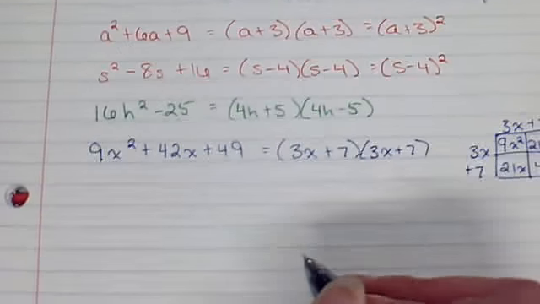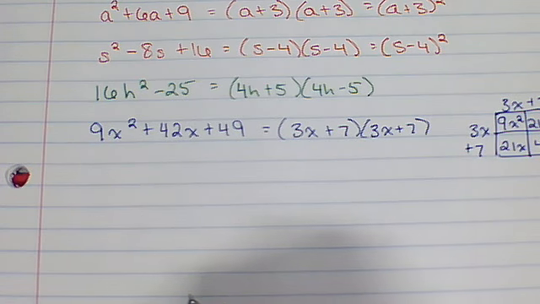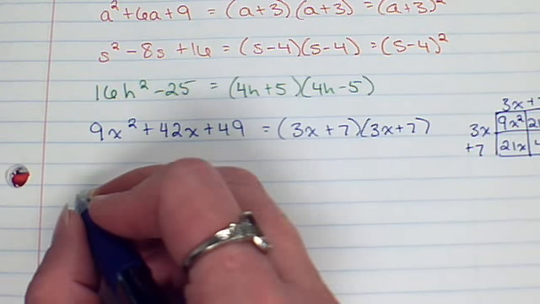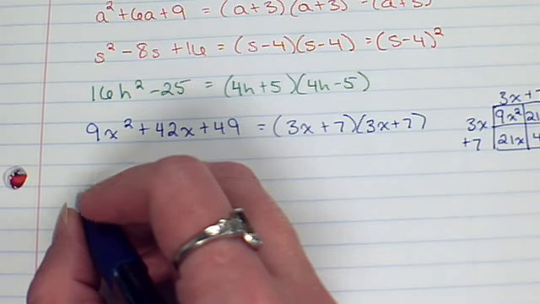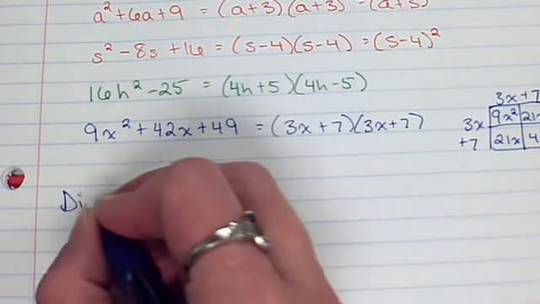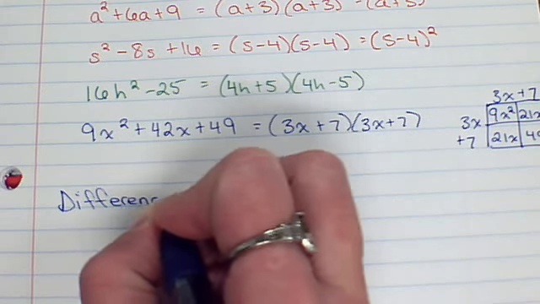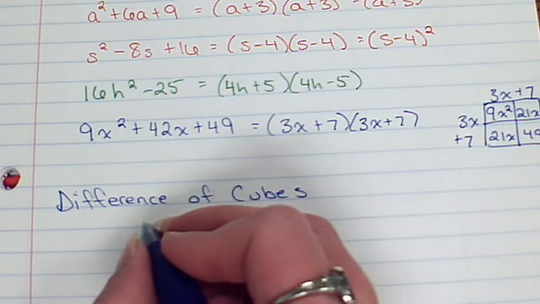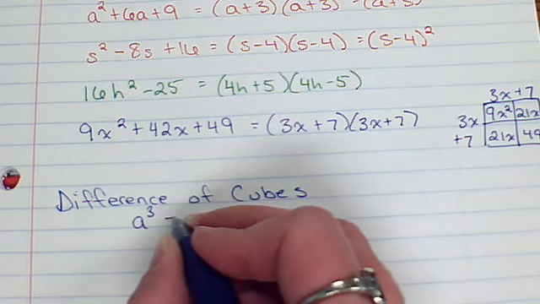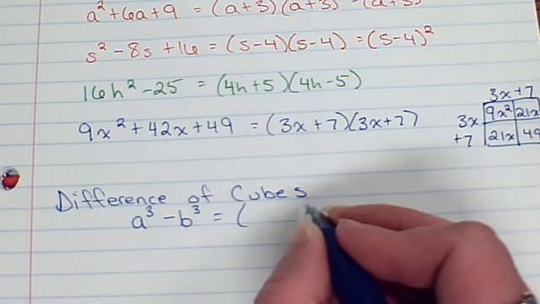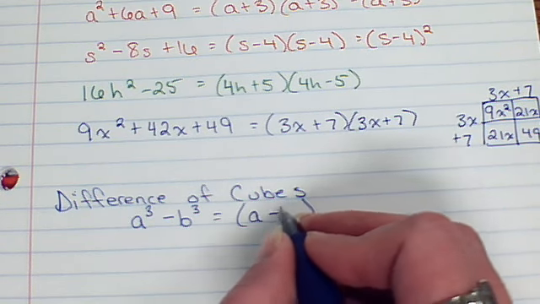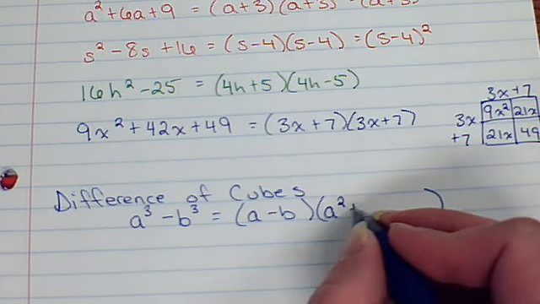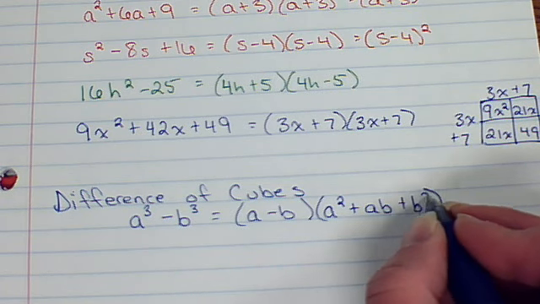Now, there's one more special pattern, and it has to do with cubes. So let's look at that for a second. There is one called the difference of cubes, and we have one called the sum of cubes. Let's look at the difference of cubes first. The difference of cubes says that if I have a cubed minus b cubed, it will factor into a minus b times a squared plus ab plus b squared.